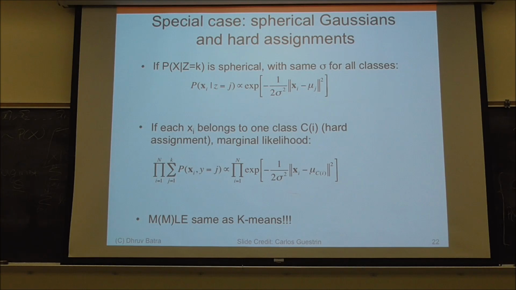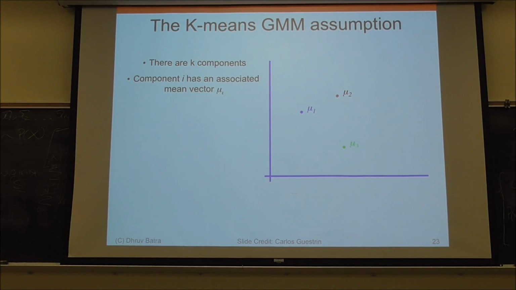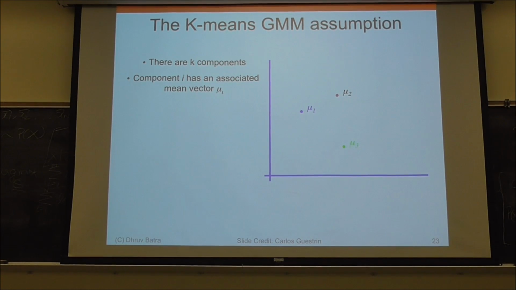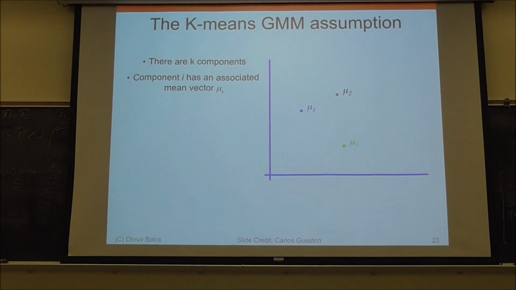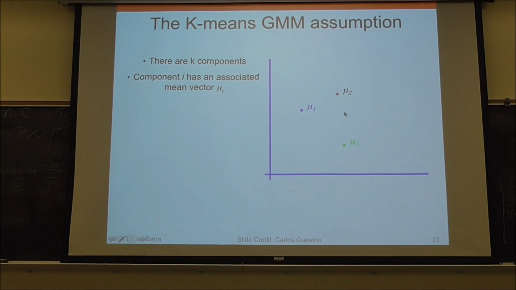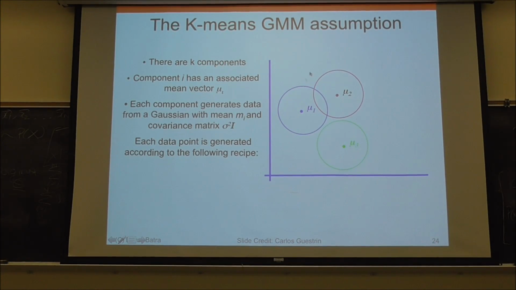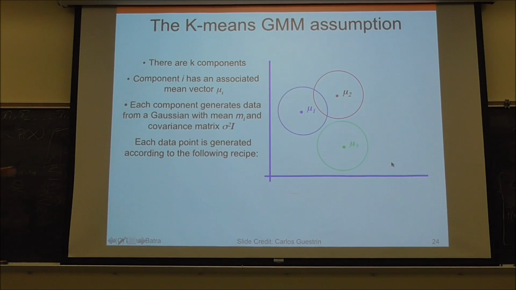So, spherical Gaussians, one class. If you think of k-means as a particular set of assumptions, here's how you would generate data under those assumptions. Here's what that sort of Gaussian mixture model looks like. It basically means that you have a bunch of mean parameters, and these are your Gaussians, right?